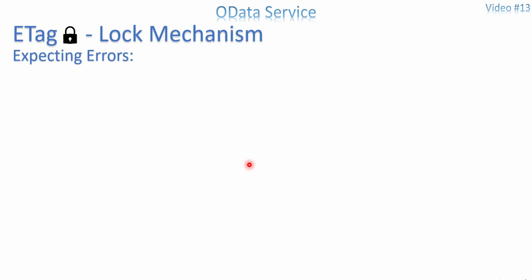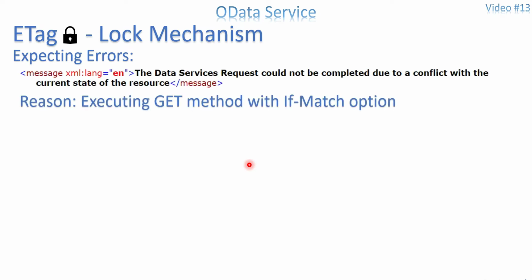Expecting errors maybe is a new terminology. So it's like: the data service request could not be completed due to conflict with the current state of the resource. This error will come. Suppose you're going to use a get method along with the if match option. If match option is for update and delete, not for get. These are some mistakes, right?